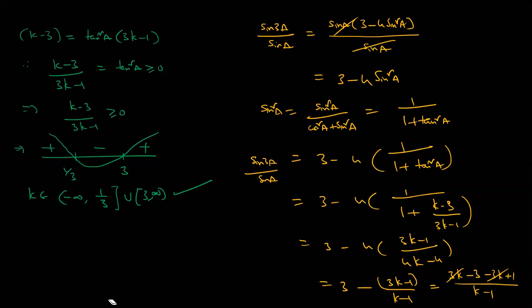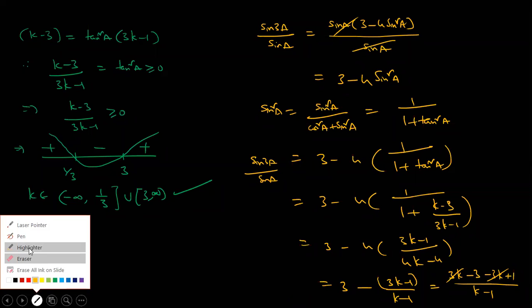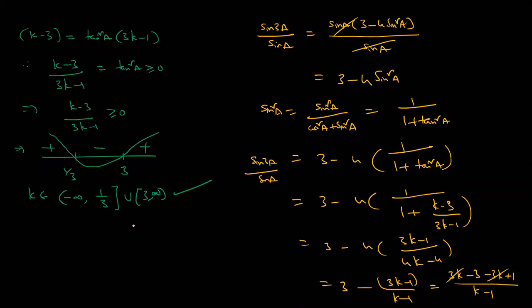So please tell me what sin 3A by sin A is coming. Anyone? What is the answer coming? 2 by 1 minus K is coming. So find out once again, all of you, 3 minus 4 sin square A, you know?